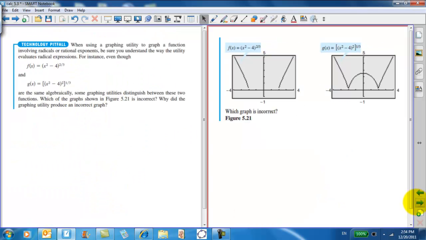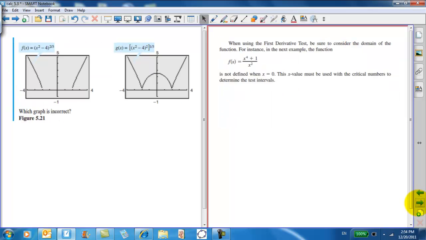Now, some technological pitfalls: sometimes some calculators don't handle this 2/3 power very well. And you might have to split it up into squaring it and then raising it to the 1/3 to get that middle section. Because some calculators just don't like the 2/3 power. Our TI-89 doesn't freak out on that. It does a nice job.